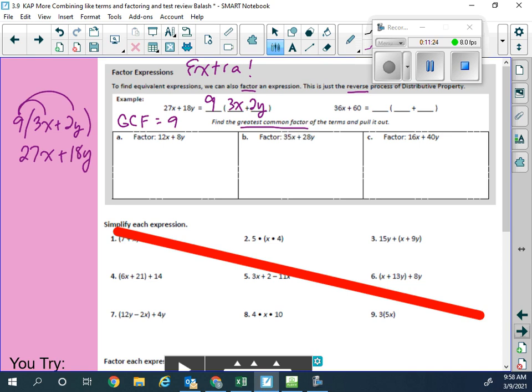How many of you already kind of figured that out on that challenge? Yeah. Okay, let's look at 36 and 60. What would be their greatest common factor? Oh, I heard 6. 12.